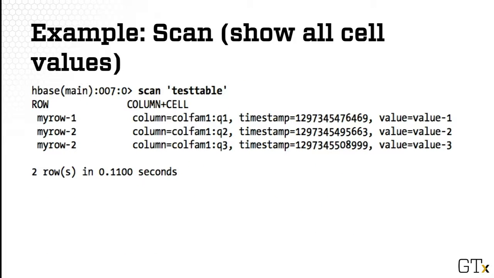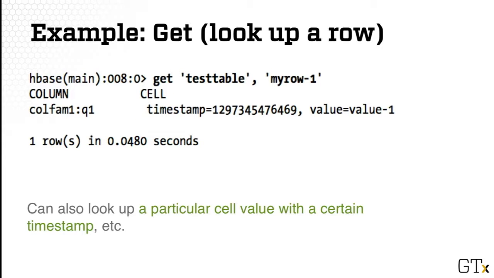Using the scan command, we can print out the 3 values we have just added. Note that the rows are sorted by their row keys. To do a random lookup for a row, we use the get command. Here we retrieve one complete row by specifying the table name and the row key. The retrieval also completes very quickly.